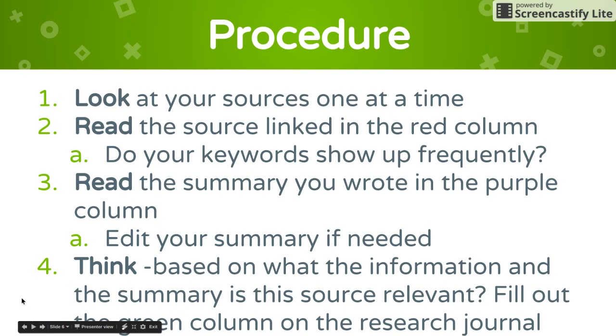So the first three steps, looking at our sources, reading through the sources, reading through our summary, are a little bit of review, but it's important to go over this just to be sure. So we'll review our work, then we'll go and make our decision. So I'm going to show you, in order to make our decision, the thing we need to do is think based on what the information in the summary says. Is this source actually relevant? Once we've done that, we'll fill out the green column on our research journal.